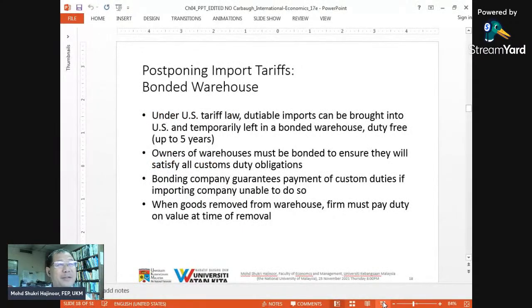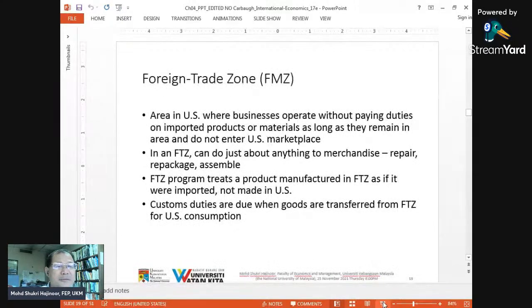Postponing import tariffs. One way is a bonded warehouse: you just postpone, but later you must pay. Under US tariff law, dutiable imports can be brought into the US and temporarily left in a bonded warehouse duty-free for up to 5 years. Owners of the warehouse must be bonded, with a bonding company. This is one part, not important. Foreign trade zones also, FTZ. In Malaysia, there is an FTZ at Sunway, in Penang. An FTZ can bring in products from overseas with no tax, no import duty. But once you leave that FTZ, you must pay the duty.